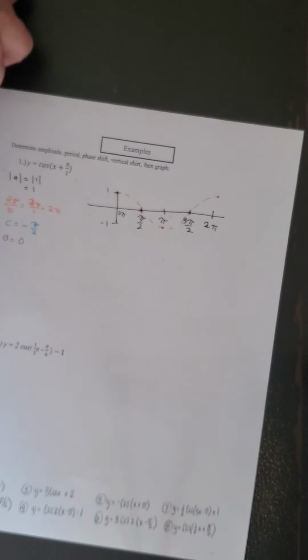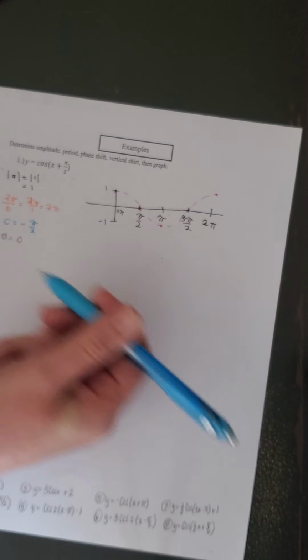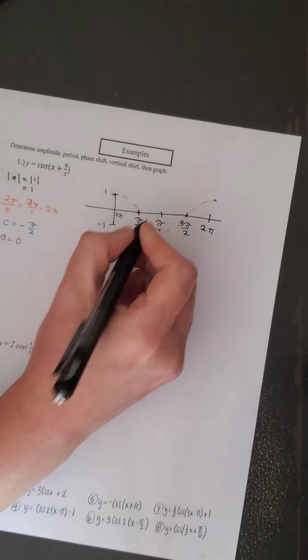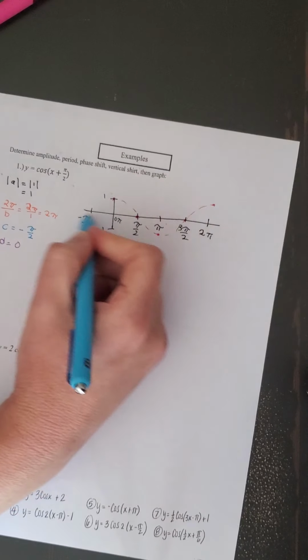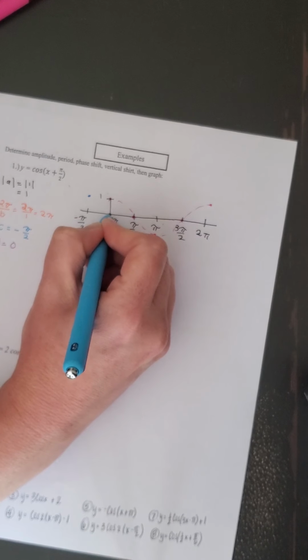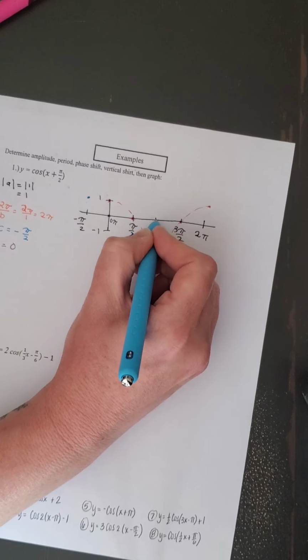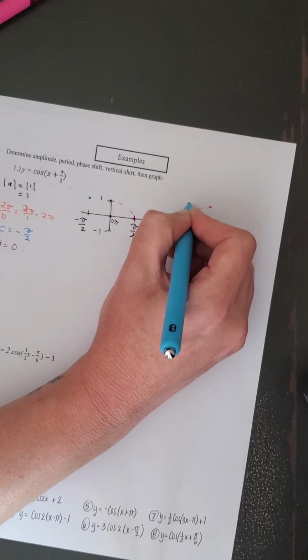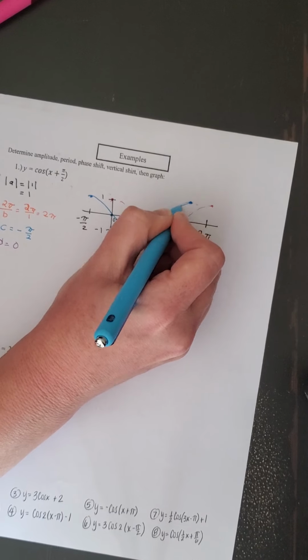And we're going to shift everything pi over 2 to the left. So that means that I'm going to move every point pi over 2 units. This is an easy one because we're already counting by pi over 2. So this point will move pi over 2. This point will move pi over 2. This point will move pi over 2. This point will move pi over 2. And this point will move pi over 2. And here is our final graph.